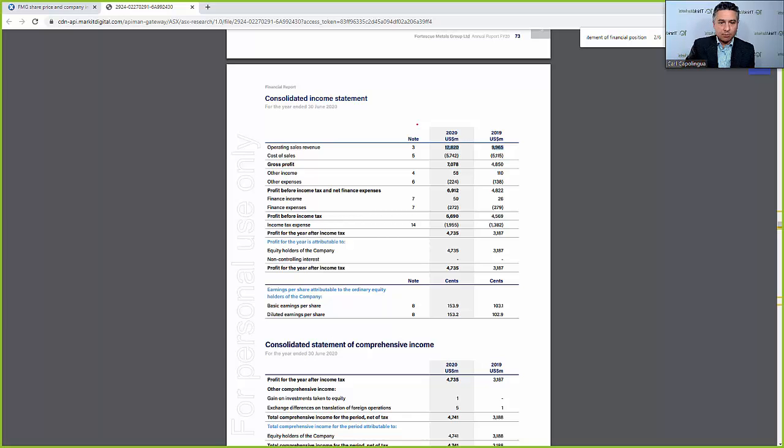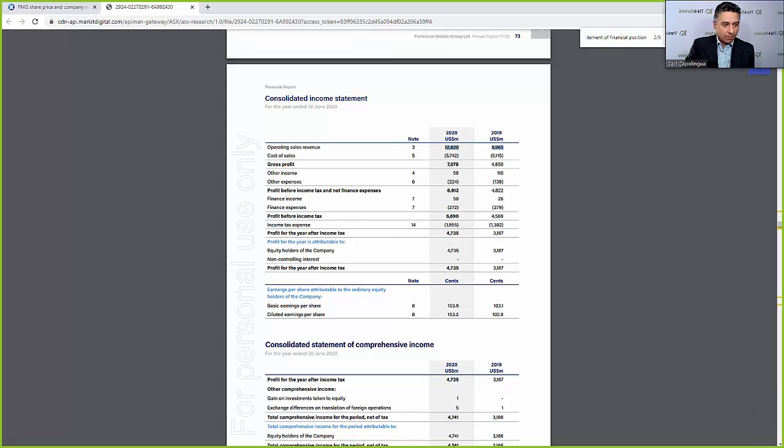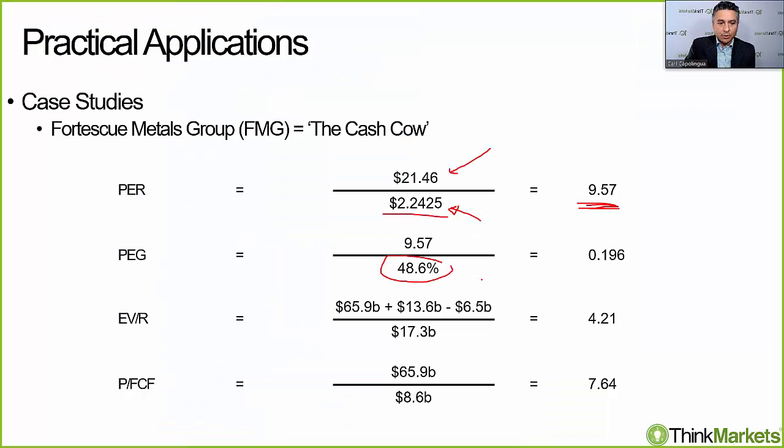And it's simply a matter of taking one from the other and dividing by the previous to get a percentage. And that comes out as a growth rate of, and it's going to appear on the screen in a second, 48.6%. And we simply divide that and we get a PEG of 0.196, which, when we remember what we thought was a good PEG, anything below 1 was considered excellent. So the price to earnings growth rate of Fortescue is fantastic at the moment.